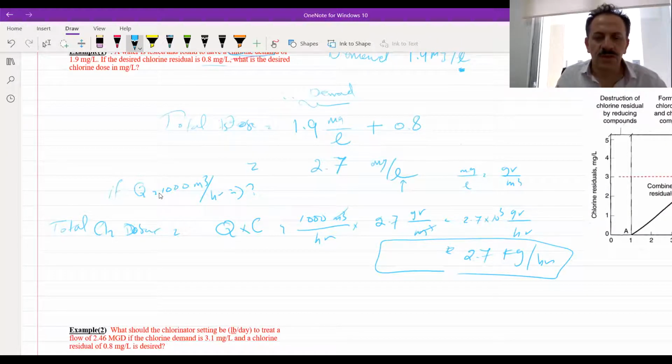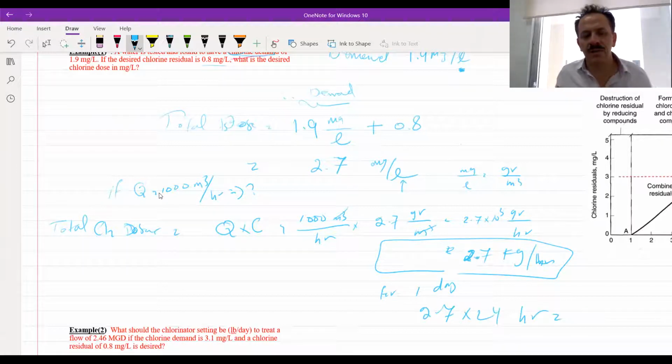This is the total we have to supply to this flow. So for 1 hour we need to have 2.7 kilogram, and for 1 day it means 2.7 times 24 hours. This will be the amount of kilograms that's needed per day. It's about 64.8 kilogram per day that is needed.